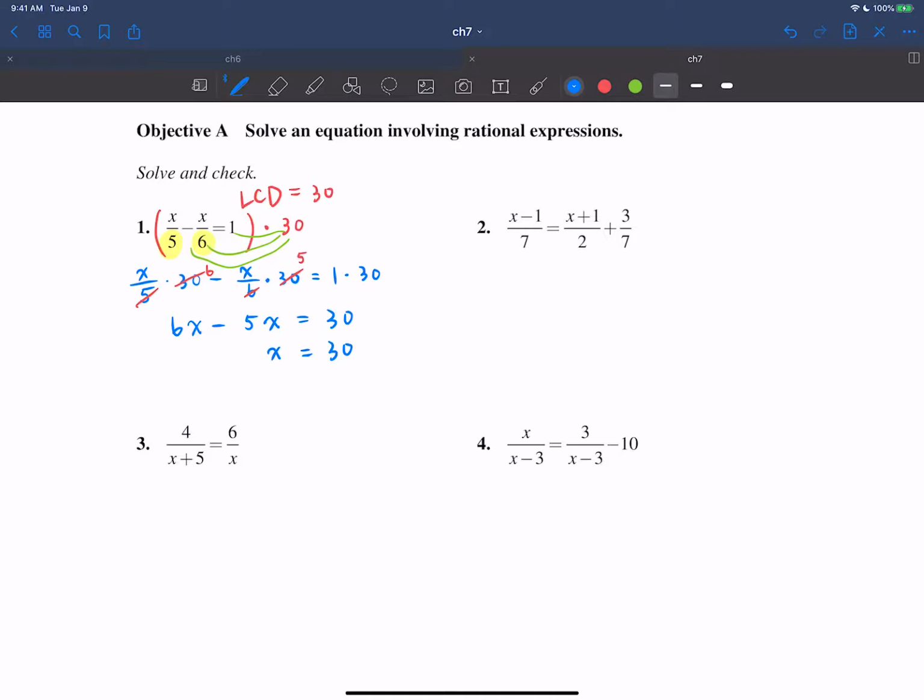Number 3, we have a variable in the denominator, so this is a rational equation, and you need to check what the restrictions are. These are pretty easy to see: the denominator cannot be 0. That means x cannot be negative 5, otherwise the first denominator, x plus 5, will be 0. Also, x cannot be 0, because if x is 0, then the rational expression on the right-hand side of the equation will also be undefined. Write that down first, because that's your restriction.